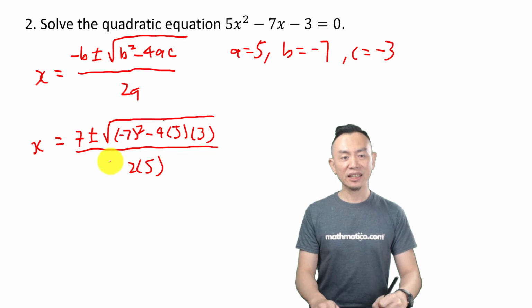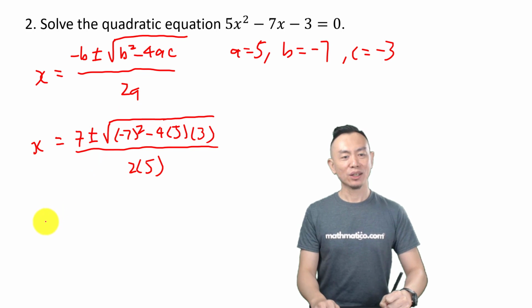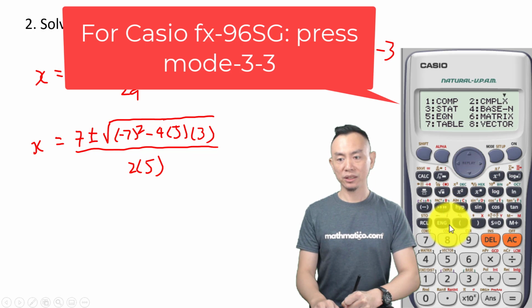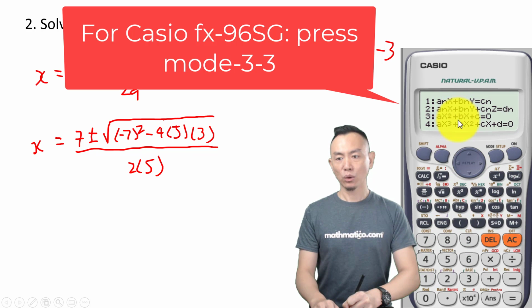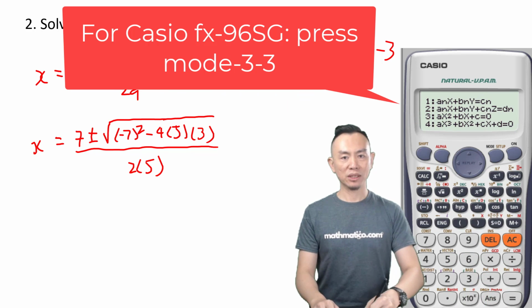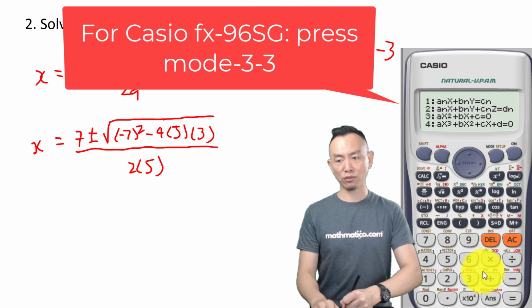Now, if you're going to key this into the calculator exactly as it is, it can be quite error prone because there are so many numbers to key in. So what we're going to do is to take out the calculator again, and we will press mode, equation, quadratic. Okay, the quadratic equation is number 3 here: ax squared plus bx plus c equals 0.